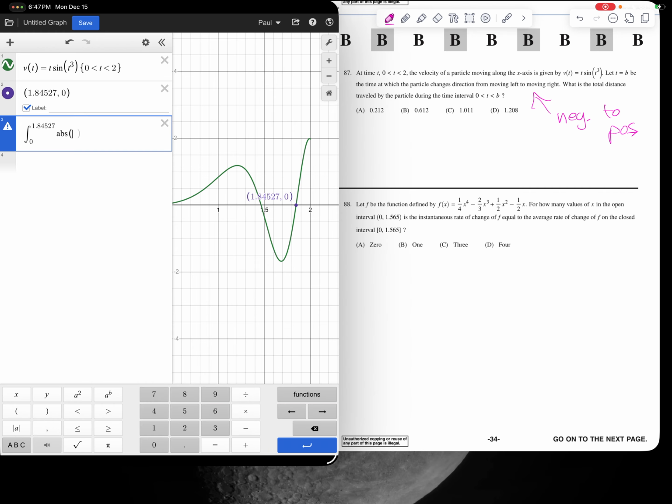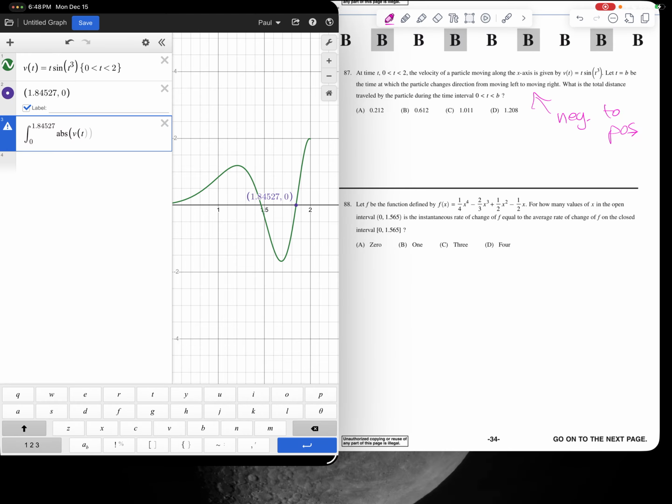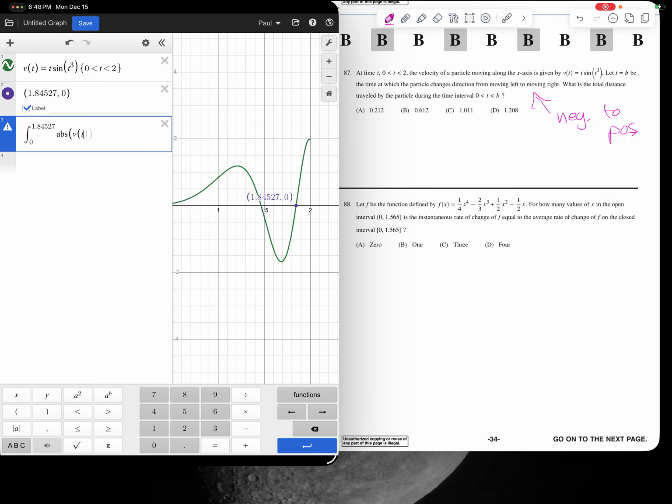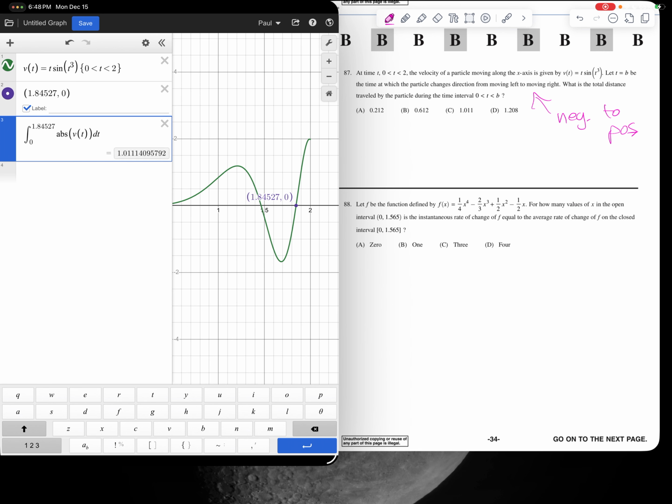Hopefully that means absolute value of v of t. Now remember, your end variable has got to match your variable that it's a function of. So if it's v of t, you have to have a dt at the end. Okay, that seems to be a choice, and it seems like a reasonable one. So hopefully that ABS meant absolute value.